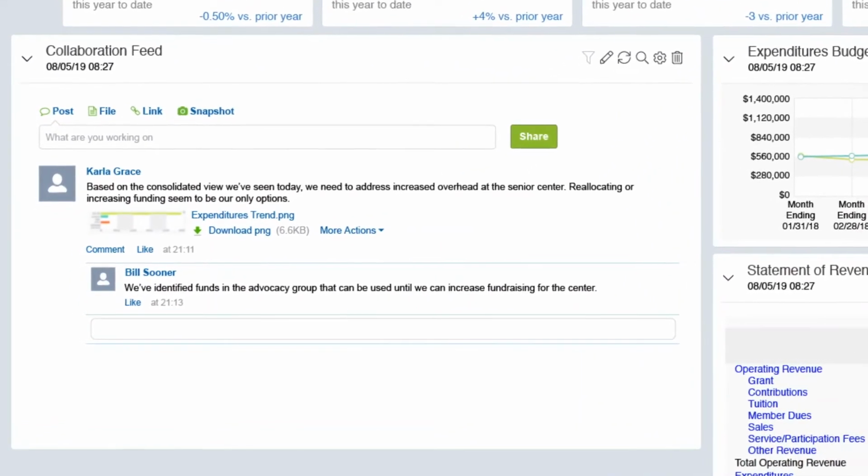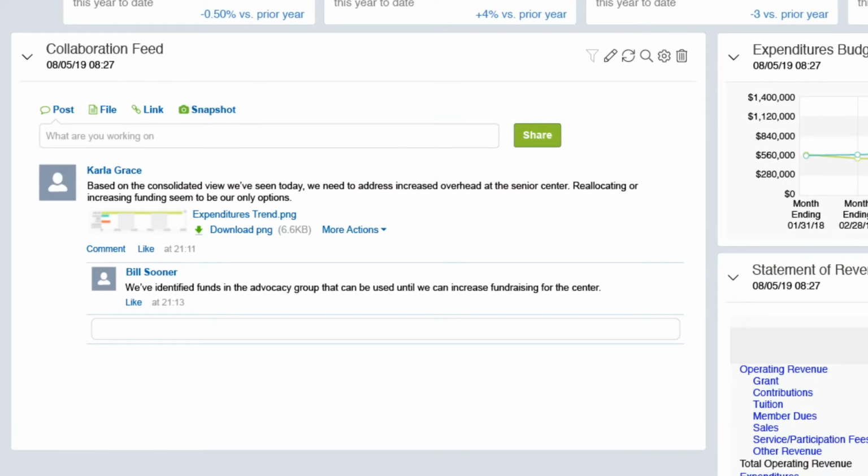You collaborate on key information to make decisions, and then document those decisions in the context of the financial records they relate to. In this example, the CFO states, based on the consolidated view we've seen today, we need to address increased overhead at the senior center. Reallocating or increasing funding seem to be our only options. Notice a snapshot showing the current expenditures, now permanently stored with the conversation. A follow-up note by the controller says, we've identified unrestricted funds in the advocacy group that can be used until we can increase fundraising for the center.